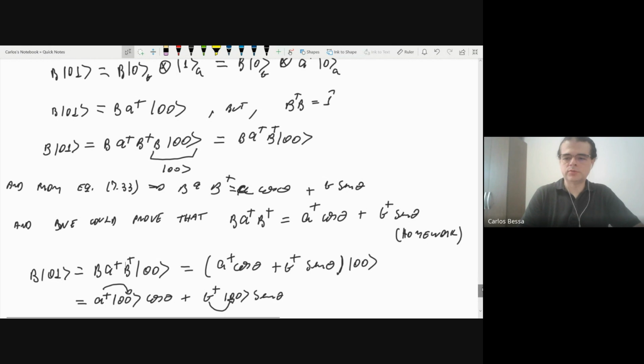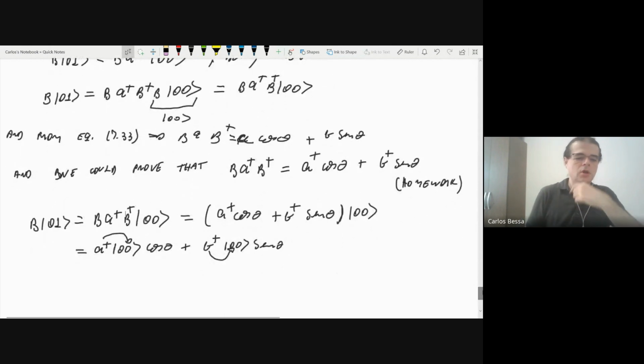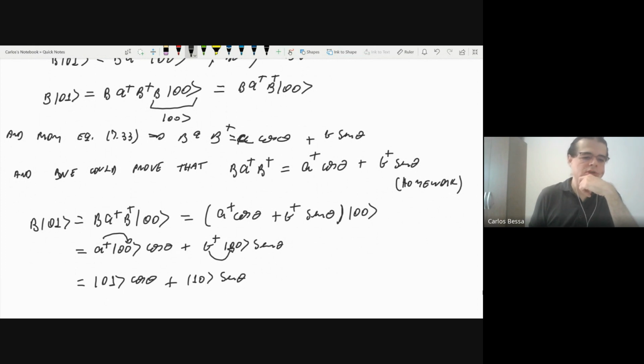And so again, A dagger applied to the right and B applied to the left mode. So this will give us 0, 1 cosine of theta plus 1, 0 sine of theta. B0 is this. And we could do the same. So this is important.